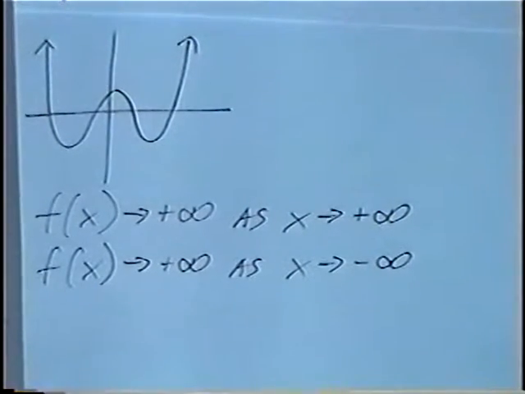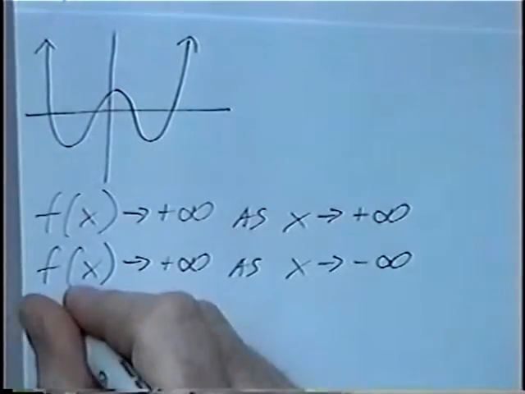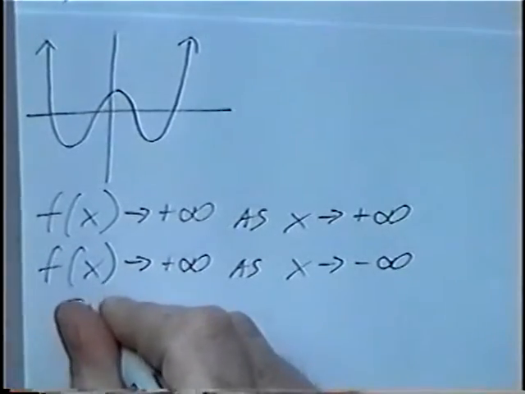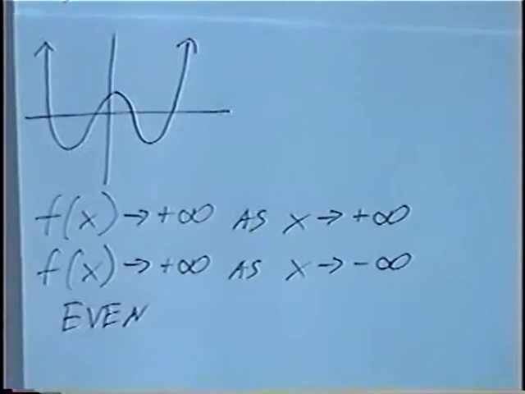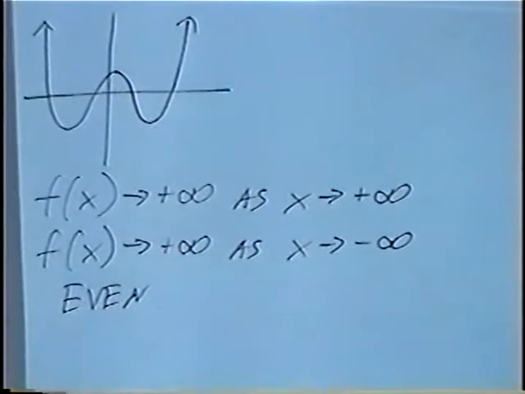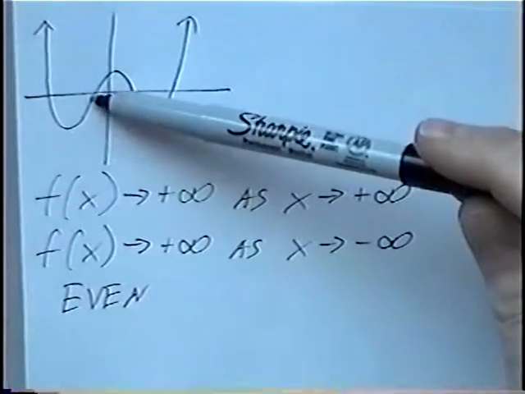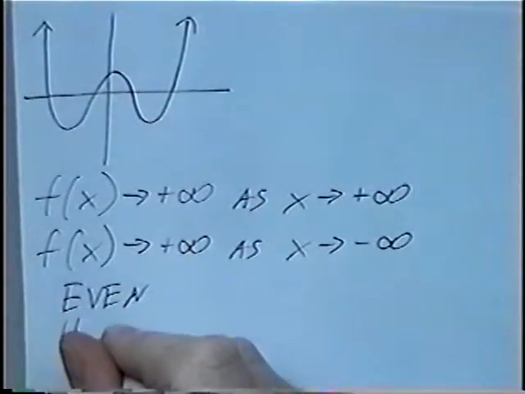The second part of describing functions, odd or even. Since the graph points the same direction, points up in both directions, this would be an even graph. Even again is when it points the same direction. Odd would be if it points opposite directions. And the last part is the number of zeros, how many times the graph crosses the x-axis. In this case it's 1, 2, 3, 4. So this graph would have 4 zeros.